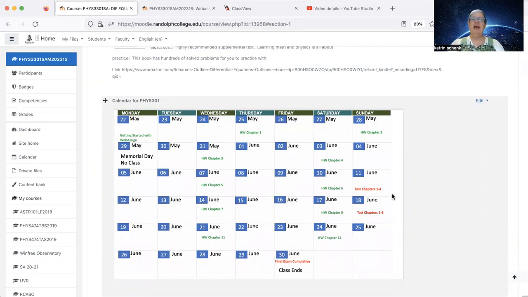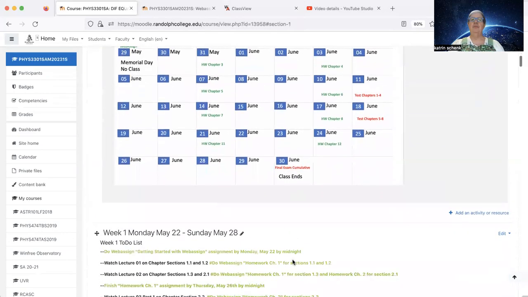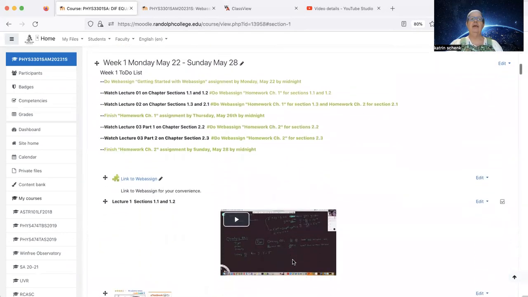Okay. And then we have 2 tests and a final. I'll show you more about that. Let's look at a typical week. First we start with the to-do list, which tells you what to do. So for instance, getting started with WebAssign, due Monday the 22nd by midnight. The next thing you should do is watch the lecture on chapter 1. That's right here. It's actually not all of chapter 1. It's sections 1.1 and 1.2. I would watch that lecture and then go do the chapter 1 homework problems for those sections that you just watched a lecture on. That keeps it all fresh in your mind.